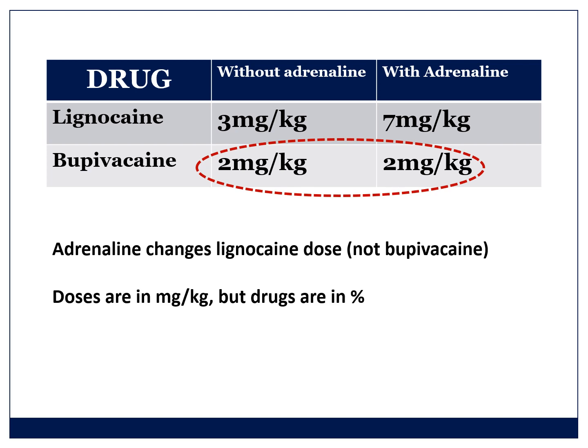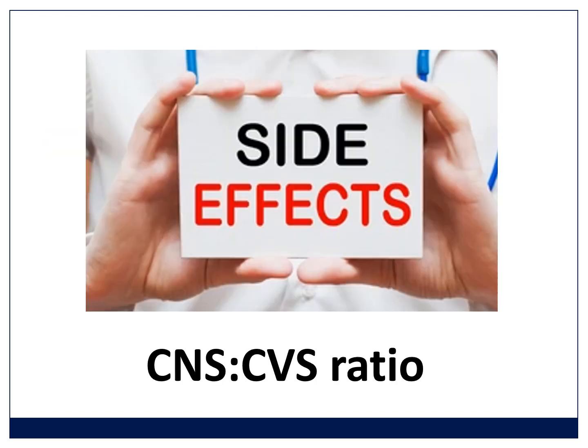The doses are in milligrams per kilogram, so you need to work out what the maximum milligram dosage is. But the drugs come in percentages, and this confuses people. And the classic mistake is that people think a 1% solution has 1 milligram per mil. But in fact, to get milligrams per mil, you multiply that percentage by 10. So a 1% solution has 10 milligrams per mil. Now I'm going to show you some of those calculations just after this slide.